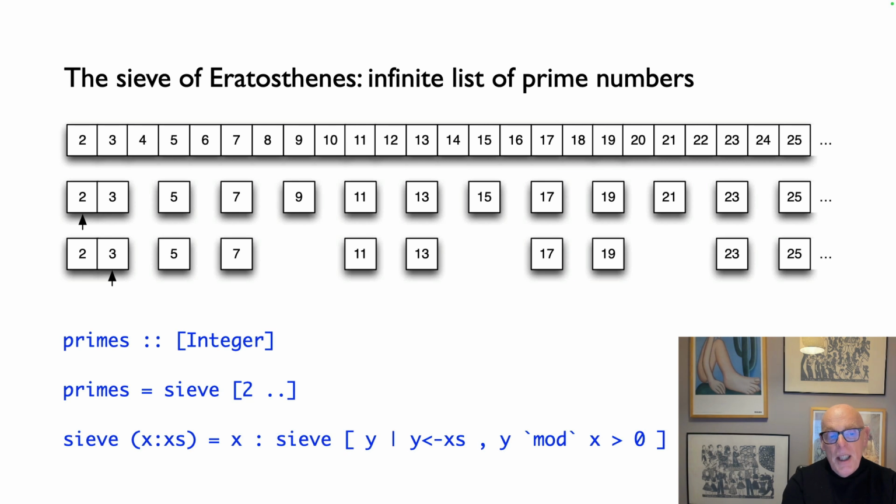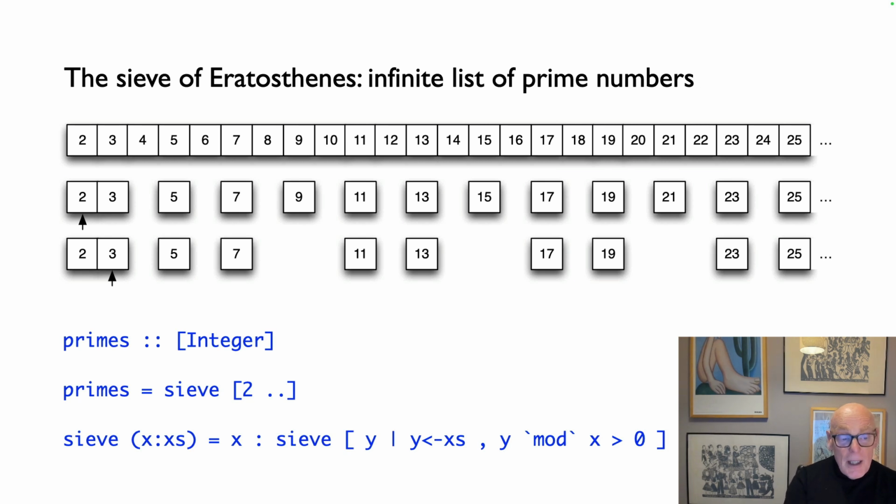And what does sieve do? The idea of a sieve is that it allows some things to go through and some things are blocked. And when we sieve a list, we take the first element of the list and then we remove all the multiples of that from the list. So here's the definition of sieve.